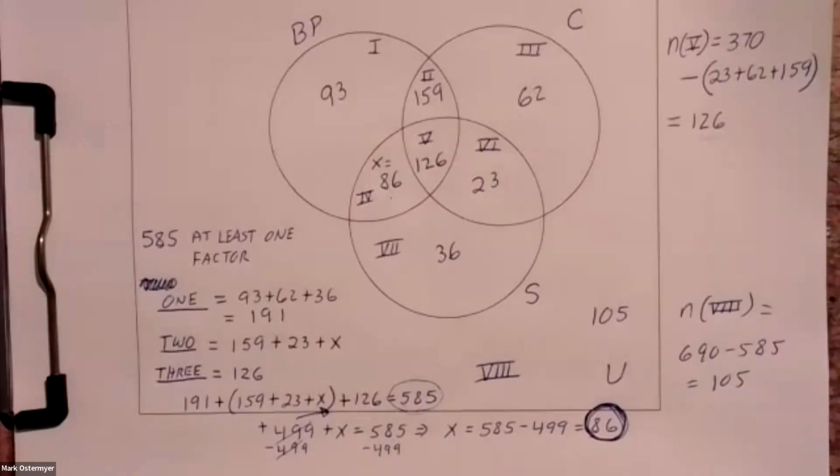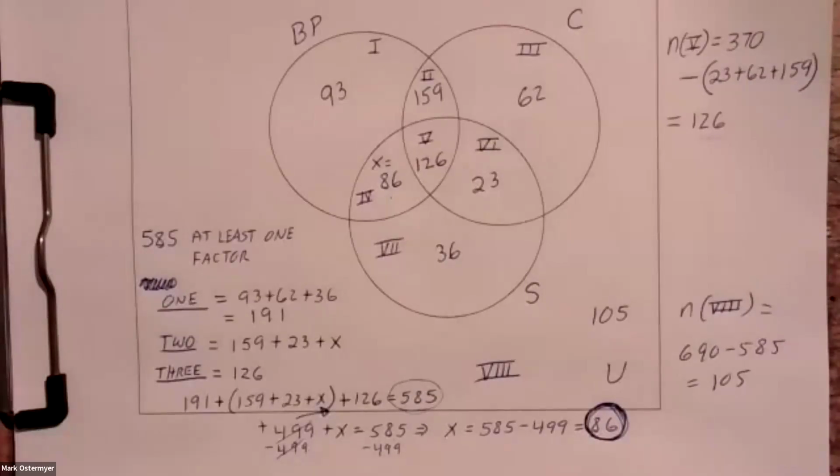Okay. And this is on video, so it's been recorded, and that's the good news. Now we can hopefully answer some questions. Let's see if we can answer some questions here. Question A, how many survivors had all three risk factors, all three? 126. That would be the answer to A.